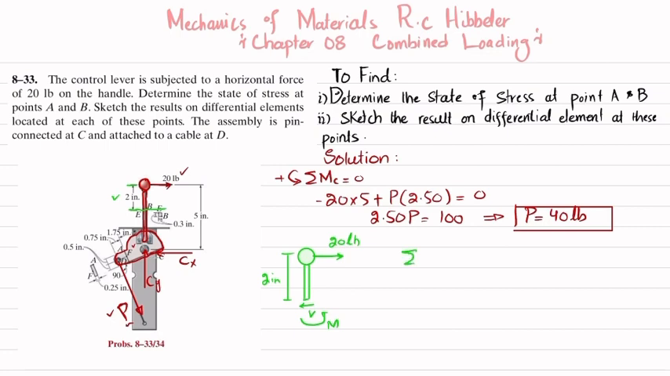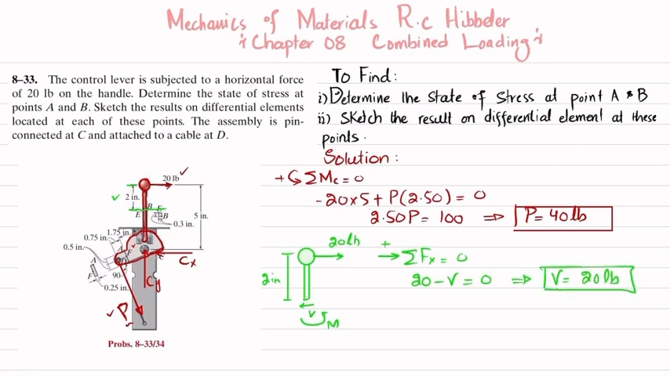So for shear force, sum of all force along x direction must be equal to 0, and force in this direction is taken as positive. So 20 minus V will be equal to 0. So from here shear force is equal to 20 pounds.